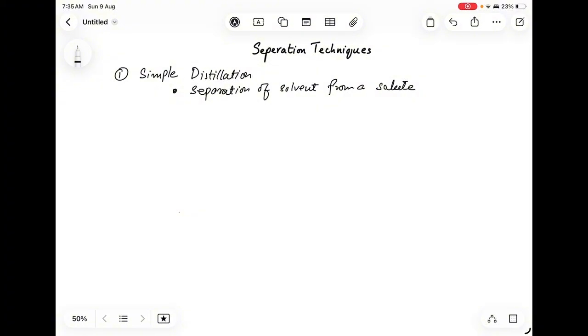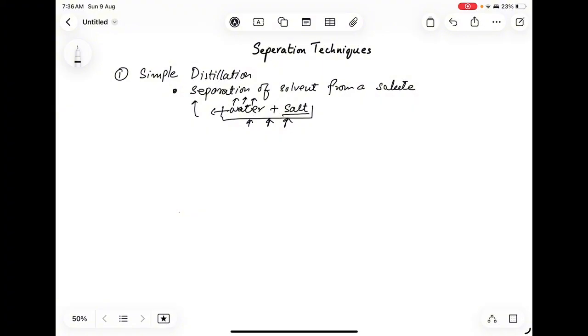Okay, so previously what we used to do was that in a mixture of water and salt, we would just heat this whole mixture up, and this water used to get evaporated and we were just left with salt. But this time around we don't need the salt, we need the water. So for that method we use simple distillation.